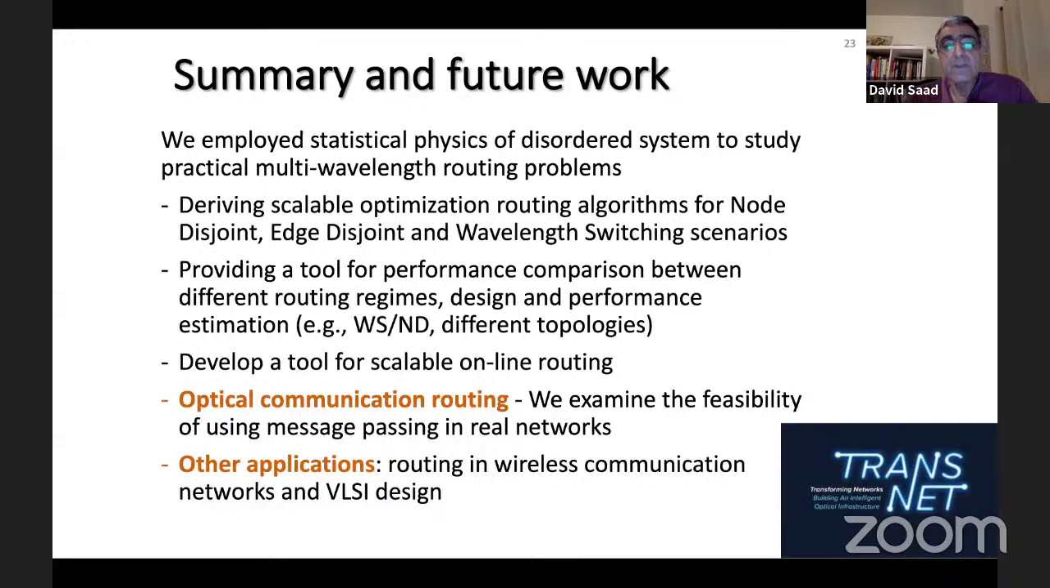What next? We currently are looking at using these methods in real life. And there are also other applications that are very much related to that. Routing in wireless communication, 5G and 6G as relays, if you want to relay messages through other phones. And the other one is VLSI design: how to have in multiple layers the best possible routing in order to get best performance. Thank you very much.